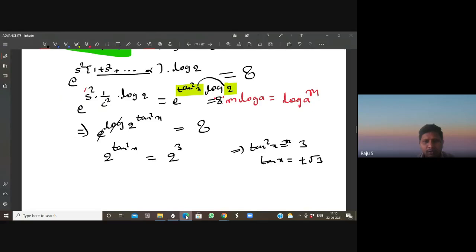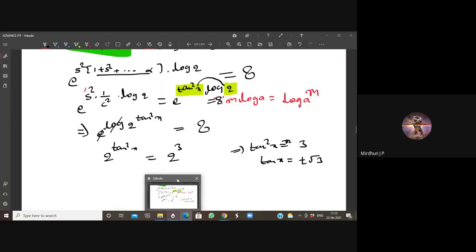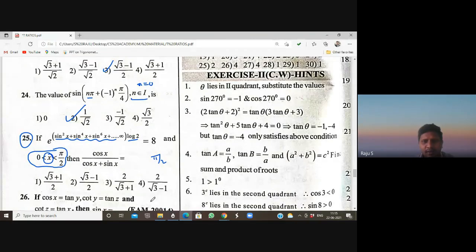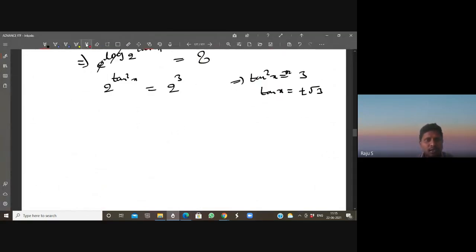The question is what? Tan x is positive in the first quadrant, sir. They have given less than 90, so exactly. So we got two values, but the domain is 0 to 90, that is the first quadrant. You should take the tan x value as root 3. So tan x is root 3, root 3 by 1.